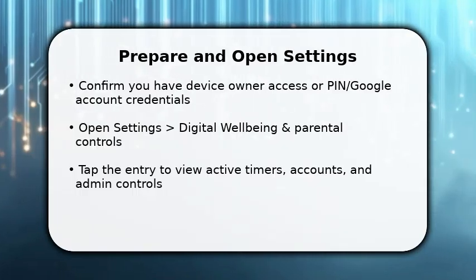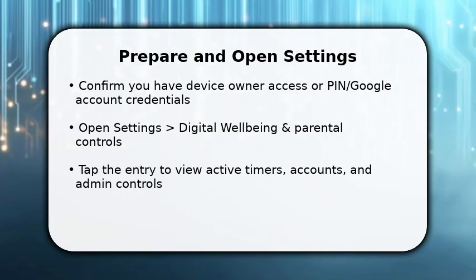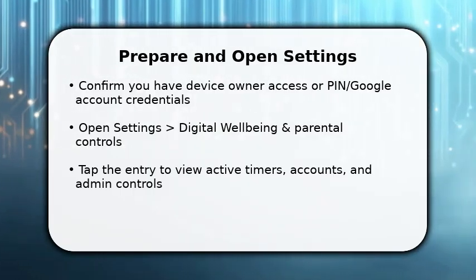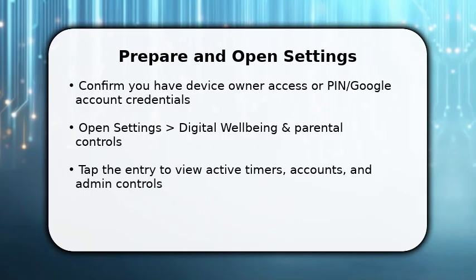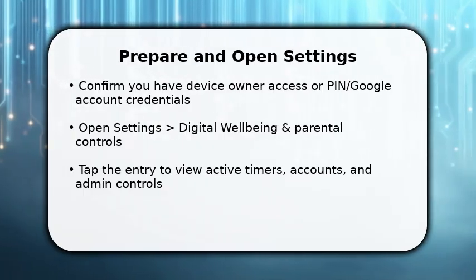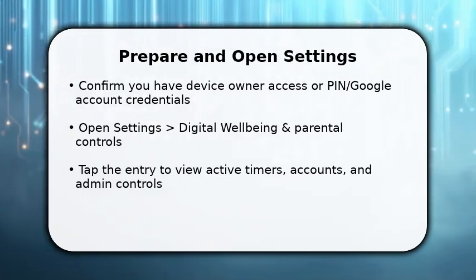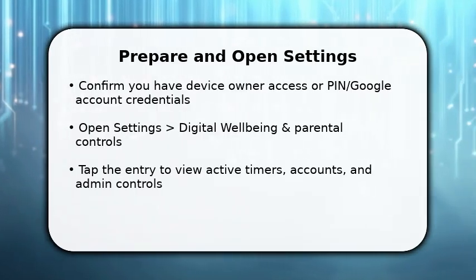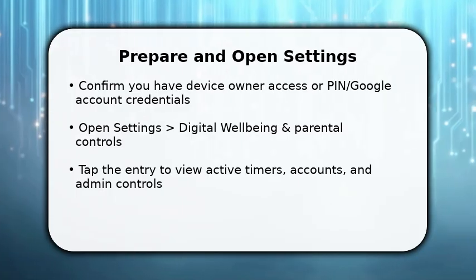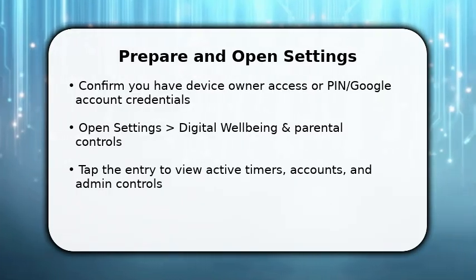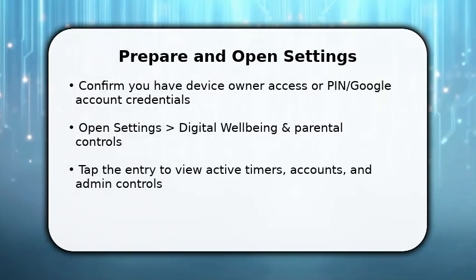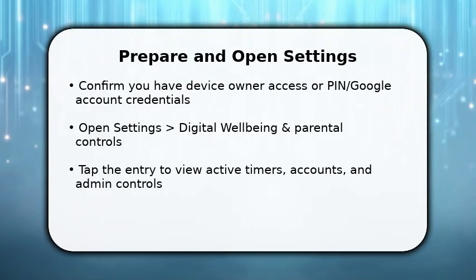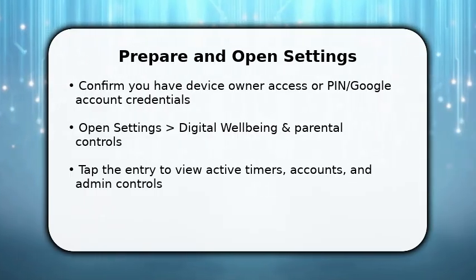You start by confirming you have the device PIN or owner account. This is required to change controls. Next, open Settings and go straight to Digital Wellbeing and Parental Controls so you see active profiles. Once there, tap the Parental Controls or Digital Wellbeing card to reveal timers, app limits, and linked family accounts. Make sure to note which account is listed as manager before proceeding so you know what to remove or edit.